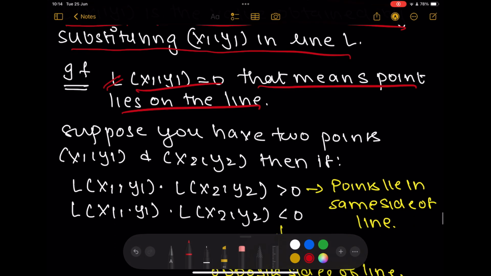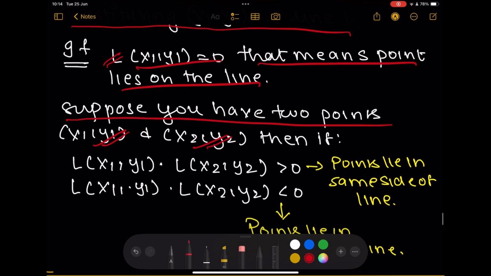Now suppose you have 2 points. This is another important thing for JEE. Suppose you have 2 points, (x1, y1) and (x2, y2), right? Then if L of (x1, y1), which is the value obtained by putting (x1, y1) in the expression ax plus by plus c, into L of (x2, y2), which is the value obtained by putting (x2, y2) in ax plus by plus c, if that product is greater than 0, that means the points lie on the same side of the line.